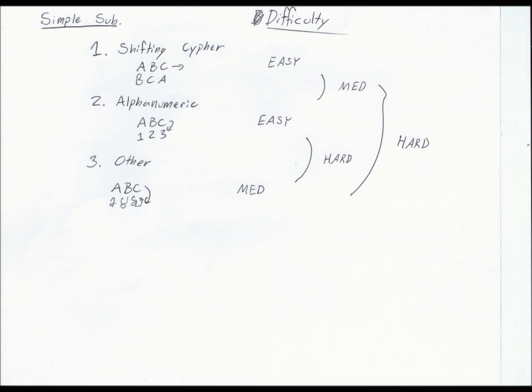Then you have your alphanumeric. This is one we all used in kindergarten. A equals 1, B equals 2, C equals 3. Real easy, real simple. Then there could be other ones with other symbols that mean letters or whatever. And those are medium in difficulty.